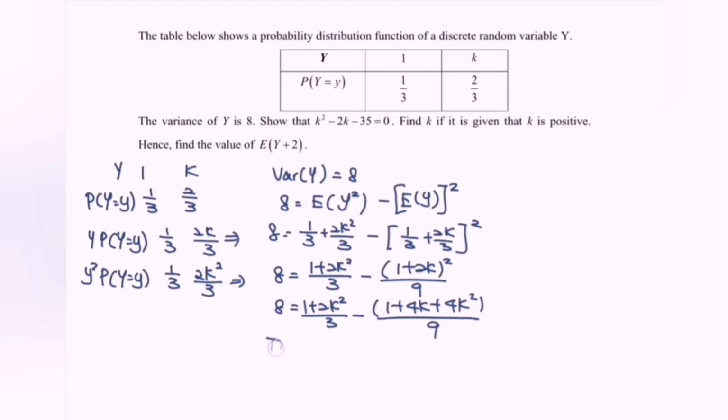So we will have 72 is equals to 3 multiplied with (1 plus 2k) squared minus (1 minus 4k squared). Expand the situation. 72 is equals to 3 plus 6k squared minus 4k squared minus 4k minus 1.